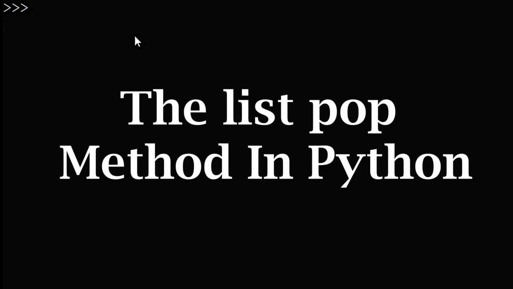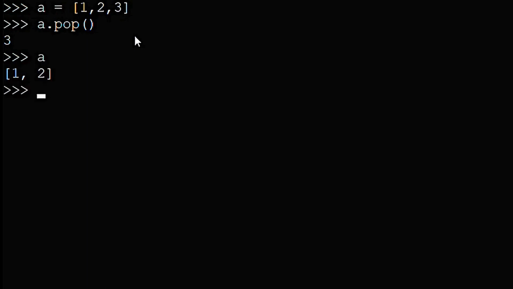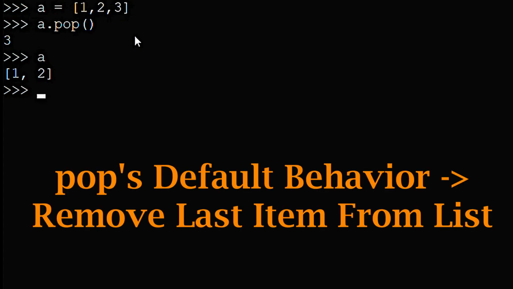The list pop method in Python removes an element from the list. Let's give ourselves a list A that holds the elements 1, 2, and 3. If we just call pop on A, you'll see the next line of output is 3. If you print out A, you'll see that A now only contains 1 and 2. We've learned two important things here. First, pop's default behavior is to remove the last item from the list.